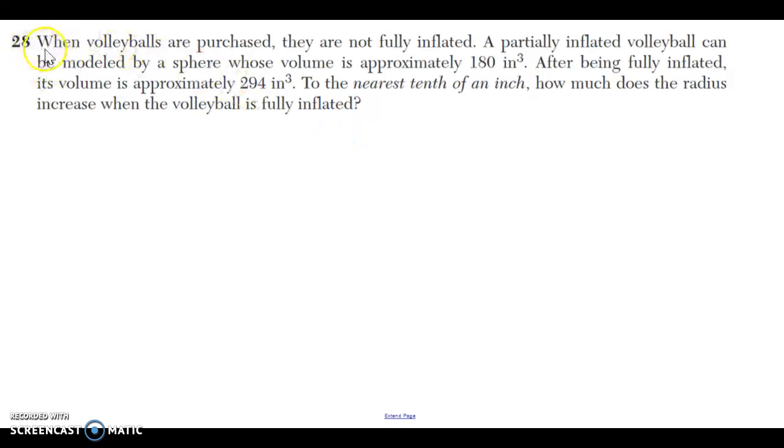All right, we're looking at the June 2017 Regents exam, question number 28. And I picked this question specifically because there's a trick in here where you have to solve for r when r is cubed. So question 28 says, when volleyballs are purchased, they are not fully inflated.